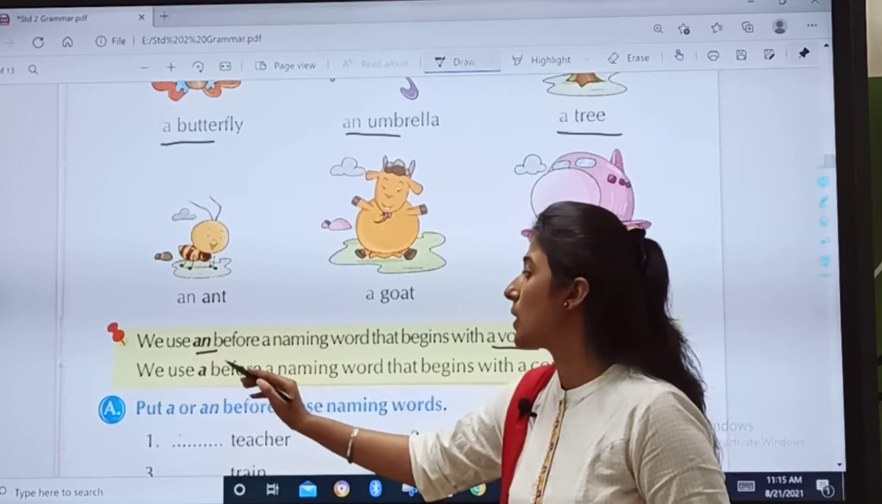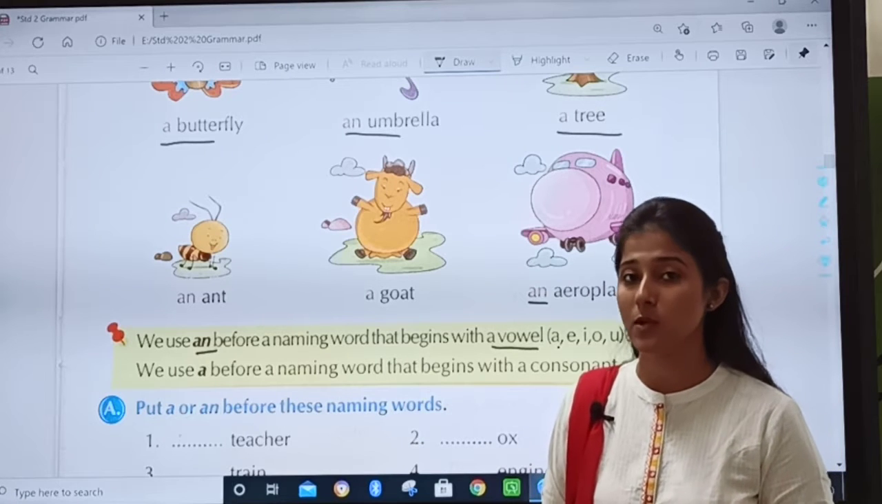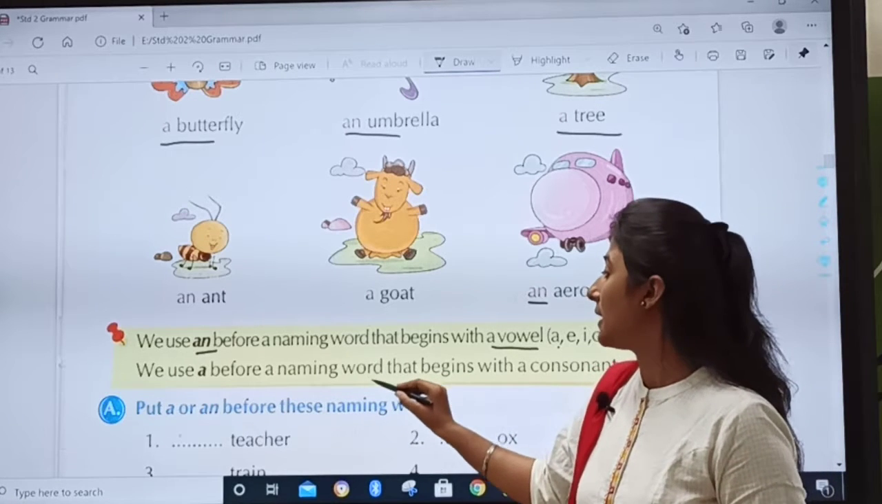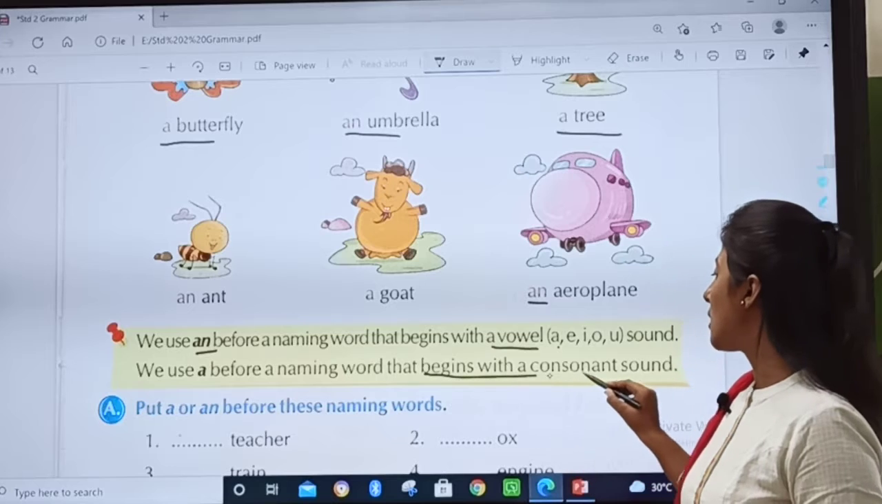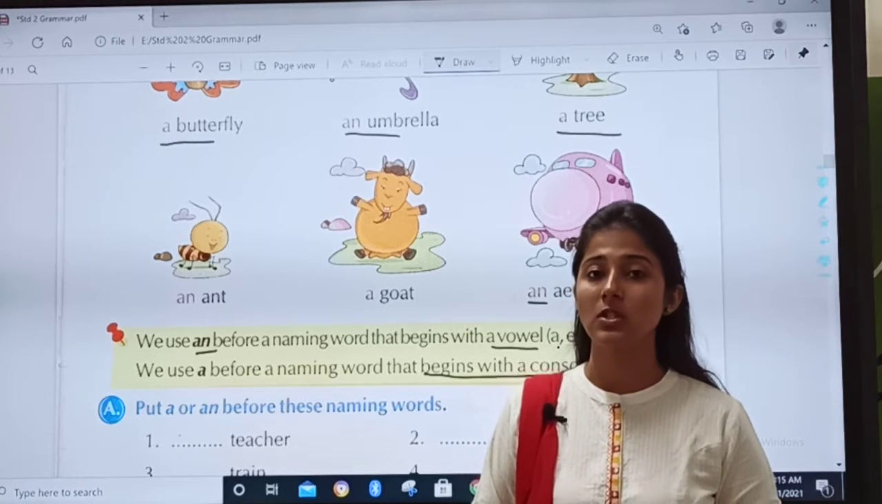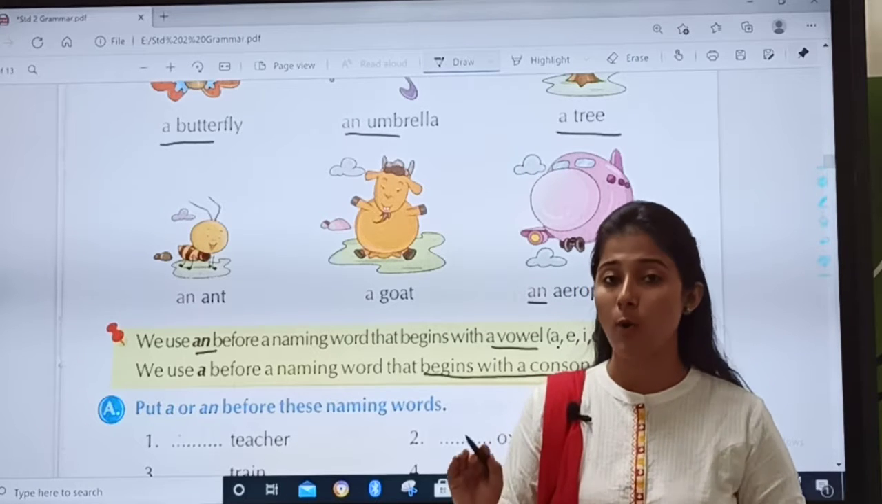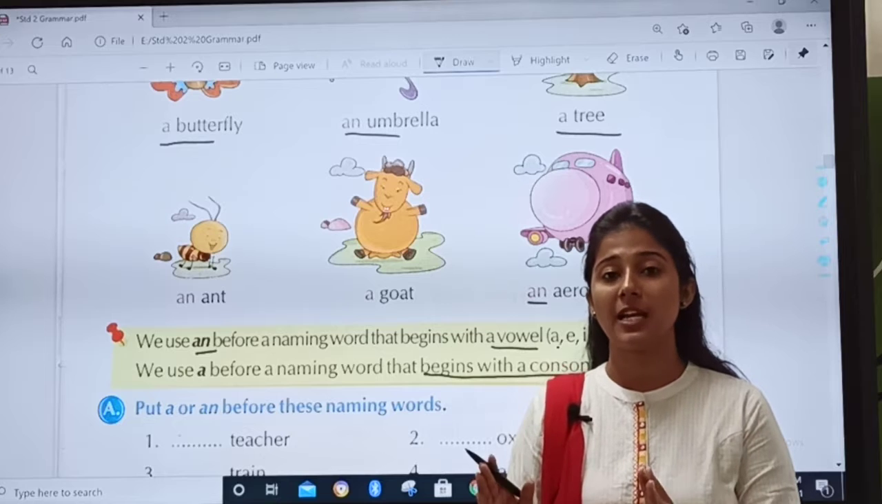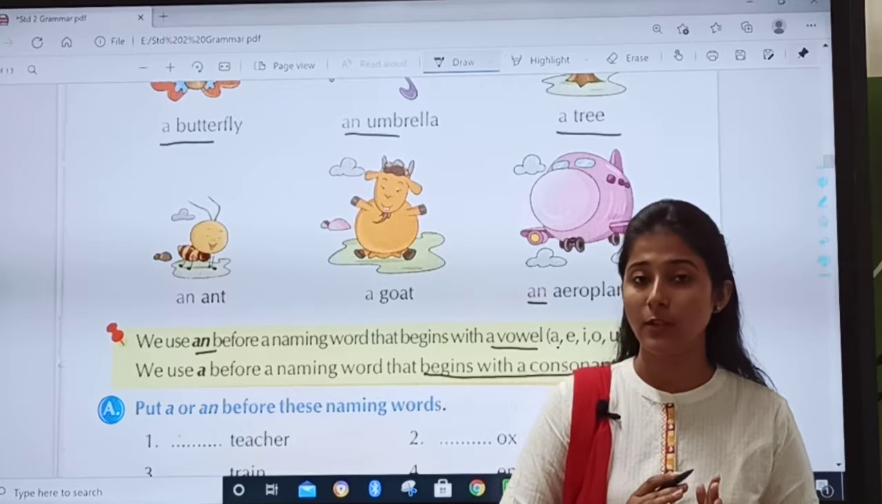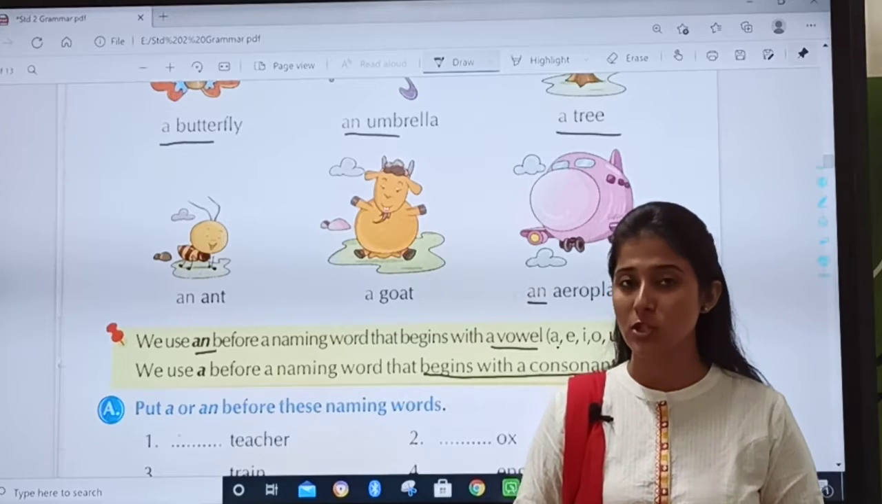Okay. We use a before a naming word. Now when do we use a? When a naming word begins with a consonant sound. Now what is a consonant sound? All the alphabets from A to Z except vowels. If you remove the vowels from A to Z, whatever alphabets are left, those are consonants.